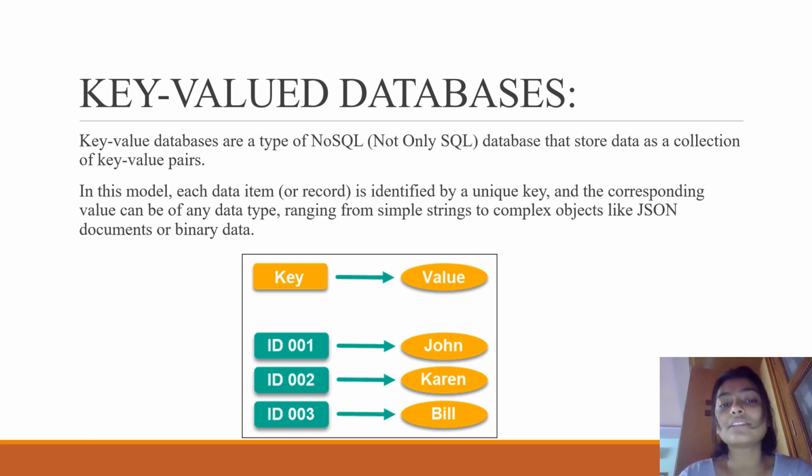Key value databases are a type of NoSQL database that store data as a collection of key value pairs. In this model below here, each data item is defined by a unique key and the corresponding values can be any data type ranging from simple strings to complex objects like JSON, document or binary data. If you see below here, the key ID 01 is assigned for value zone. Similarly, ID 2 and ID 3.